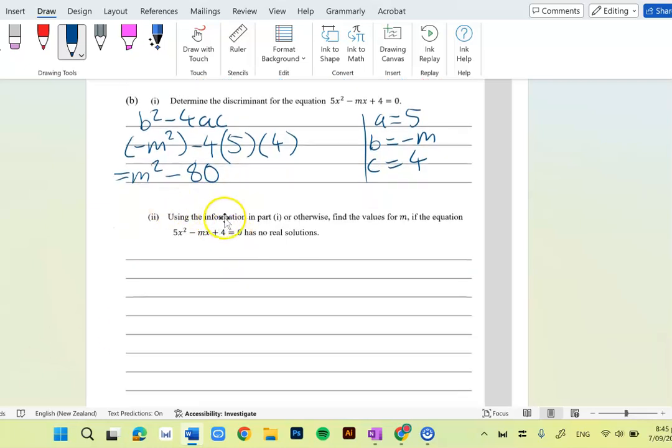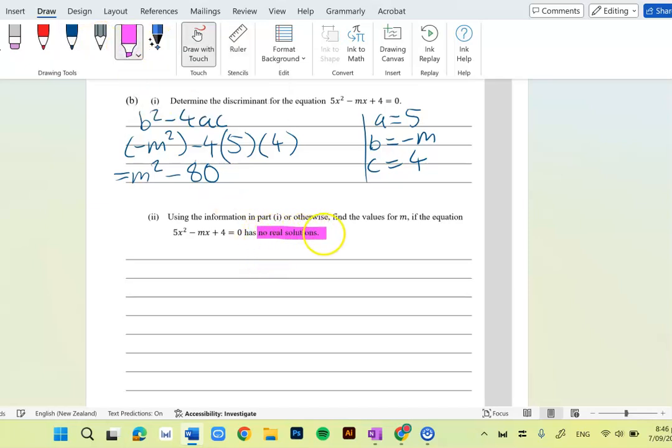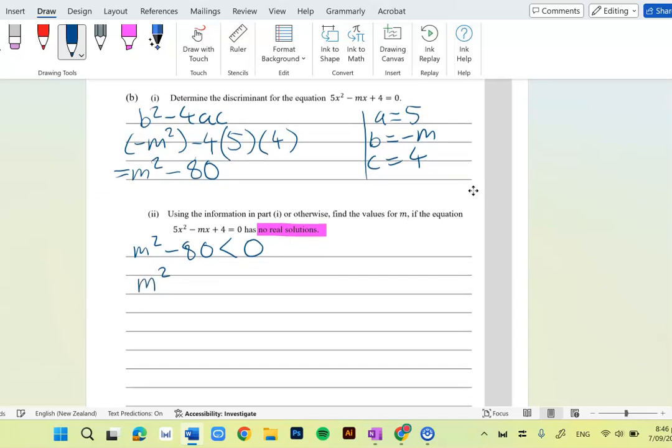Okay. Using the information in part I or otherwise, find the values of m if the equation 5x squared minus mx plus 4 equals 0 has no real solutions. So this part here is very important. It basically means it has to be a number less than 0, or the range. So m squared minus 80 has to be less than 0. So m squared has to be less than 80.